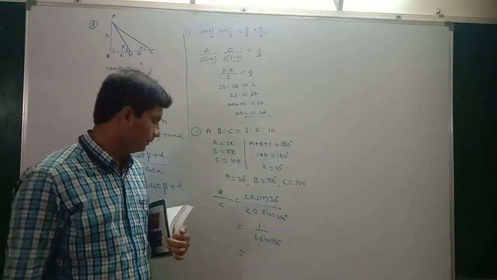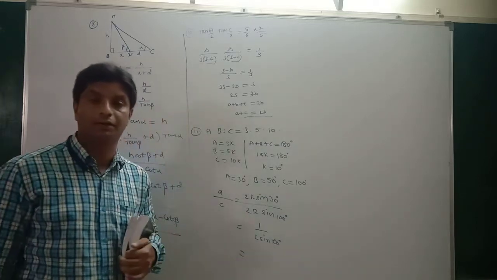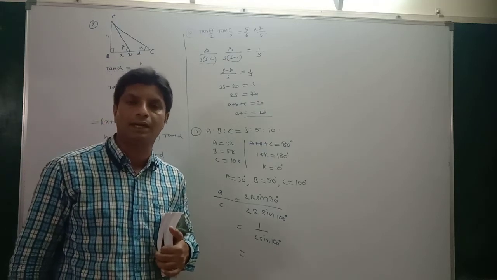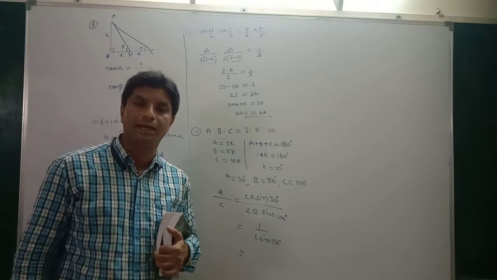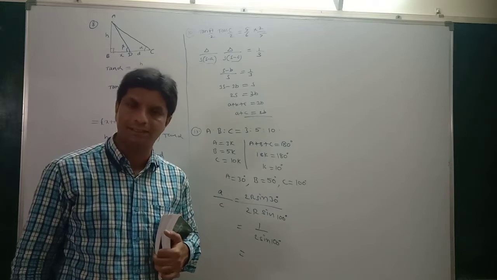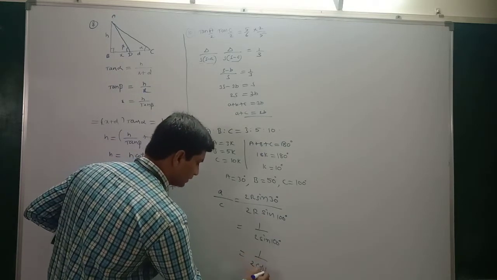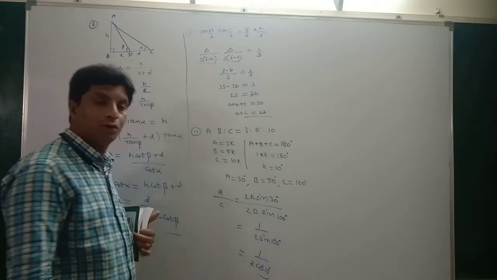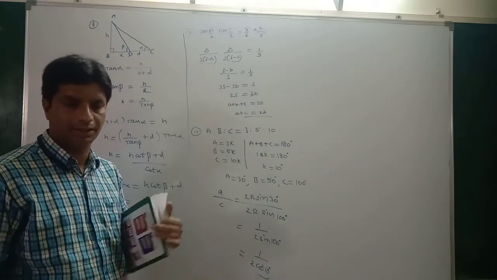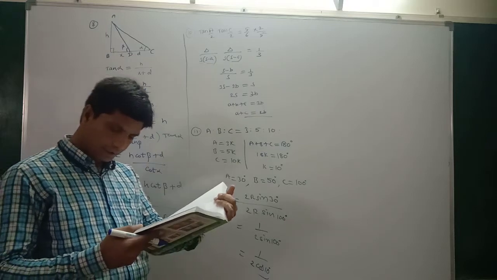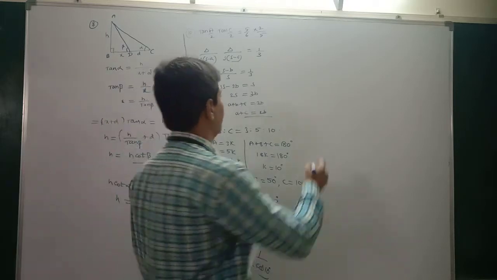So what will we do now? We have to change the angle 100 in terms of 10. How can you write 100 degrees? Sin of 90 degrees plus 10. In the second quadrant, sin is positive. So what is sin of 90 plus theta? Cos theta. So the answer is given by 1 by 2 cos 10 degrees. This is the ratio. The fourth option is the answer. Next, the 12th one.